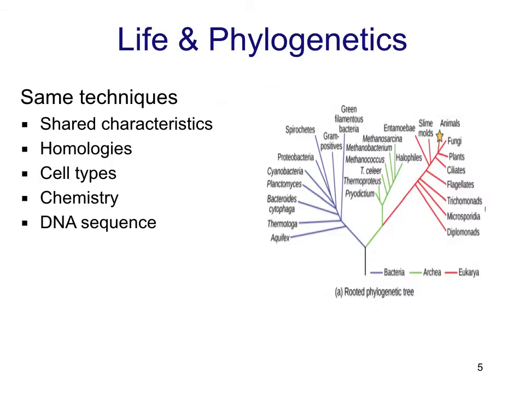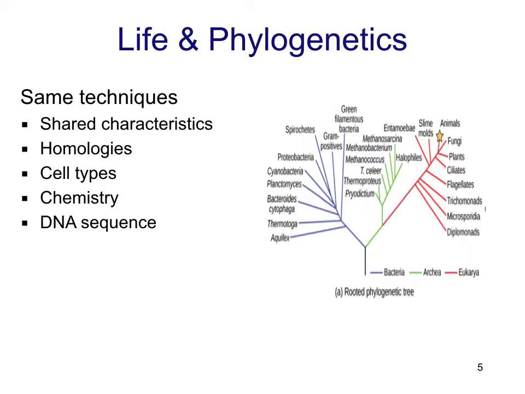And so all organisms are being put on these phylogenetic trees using the techniques that we talked about, shared characteristics and homologies. But here we're getting into more and more detail because we're looking at cell types, particularly the chemistry of the cells and DNA sequence. So we've got this rooted phylogenetic tree that shows eukaryotes in red, archaea in green, and bacteria in blue. And so the oldest organism here is probably a bacterium.